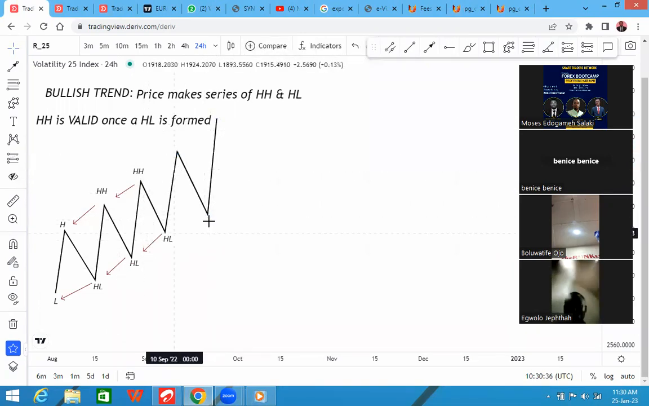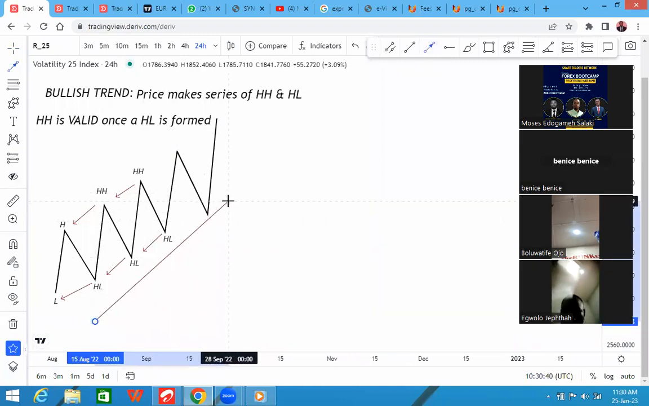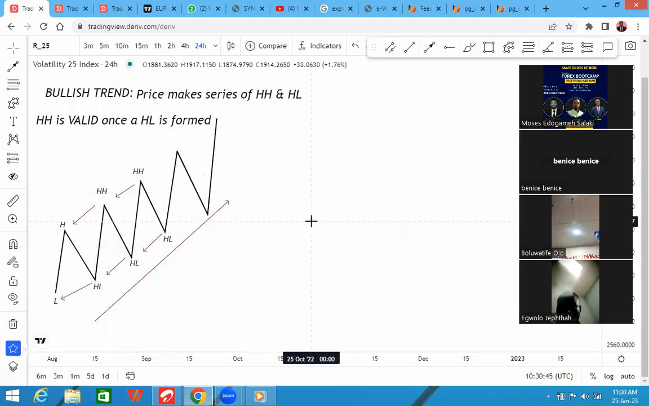Price keeps going in this direction. It's obvious, you can see that price is moving in this direction. It's a bullish trend. Price keeps making a series of higher highs and higher lows.